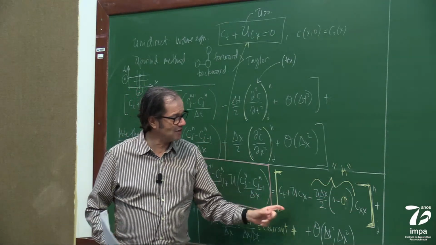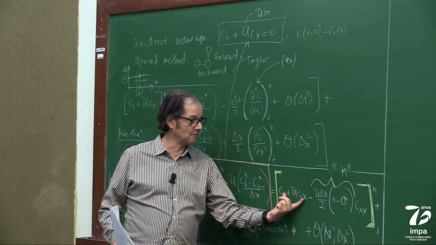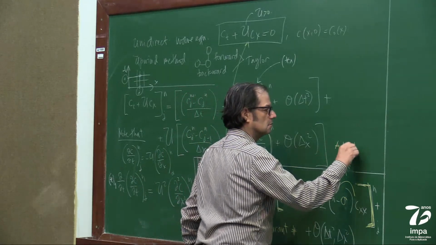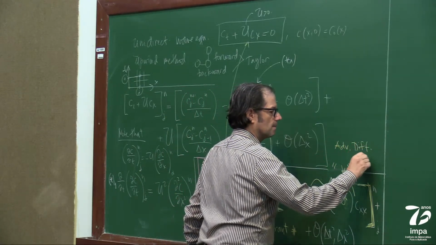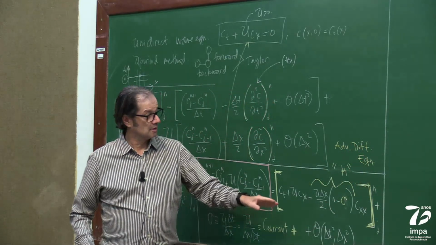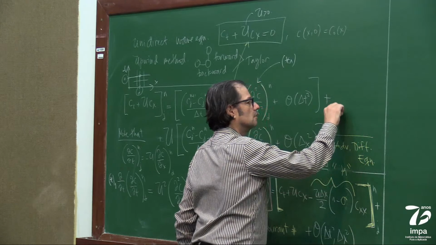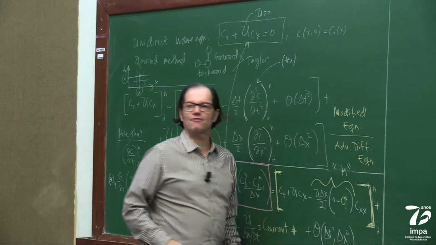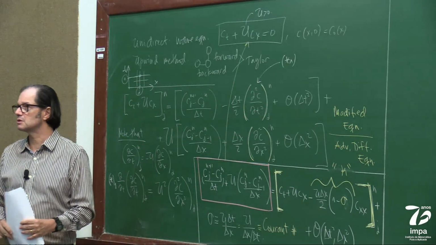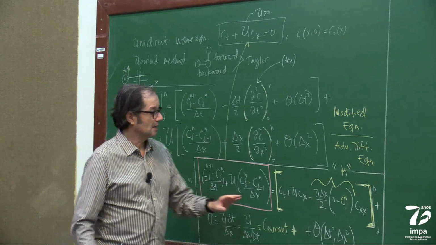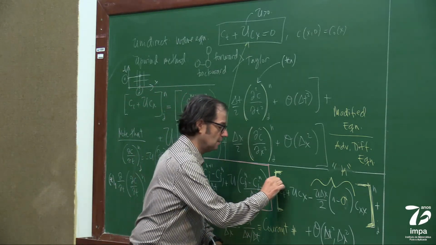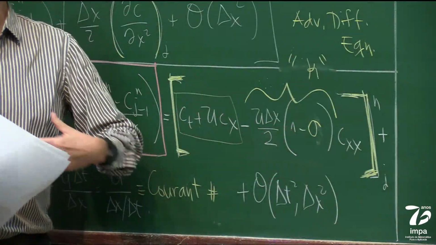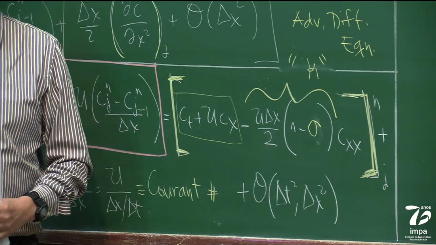So this is an advection diffusion equation. It is also called the modified equation. In some books, very few books, you will see a modified equation, because it's not the true equation I had in mind, but a modified equation that expresses in a clear way what the numerical method is doing.